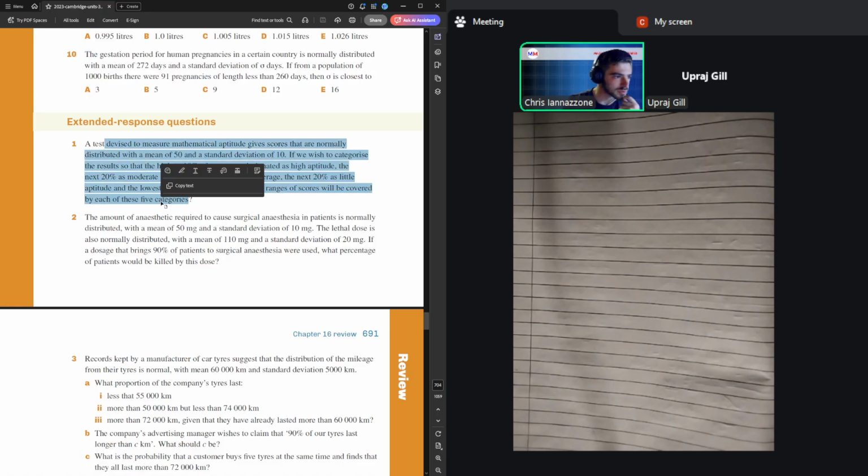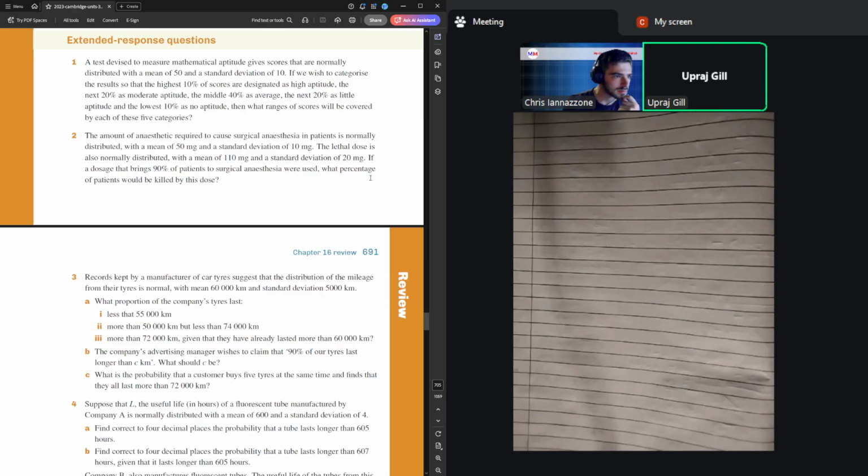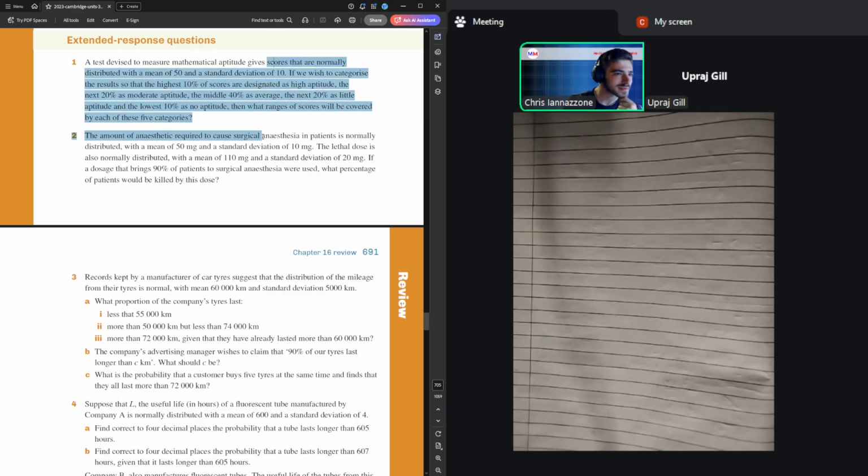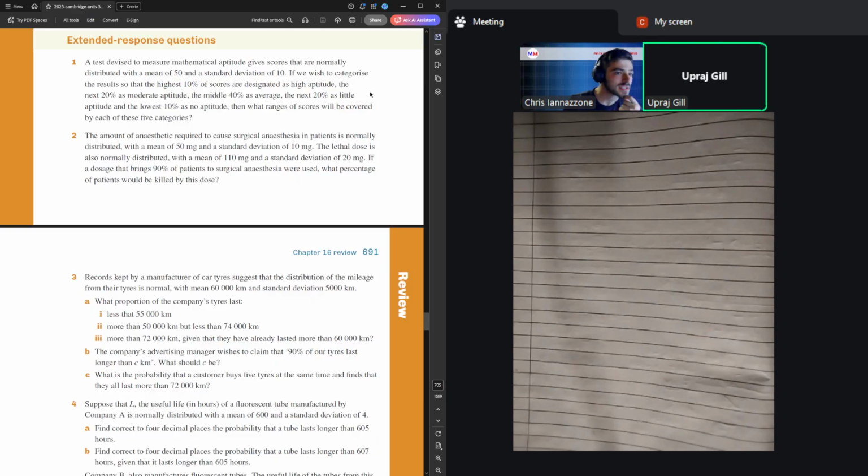Did you want to knock out 10 or move on to extended? We'll move on to extended. I think this is going to be tough. Yeah, it's looking a bit weird now. Is it usually tech active or no? Yeah, definitely tech active for external response. Okay, so it's a bigger question, but only because it's telling you to do a lot of things.